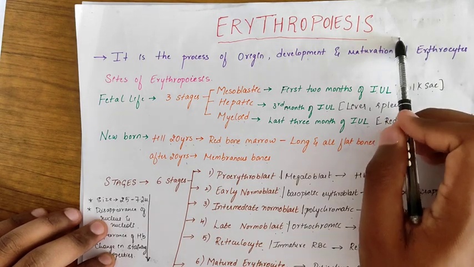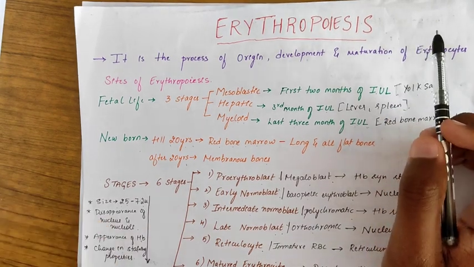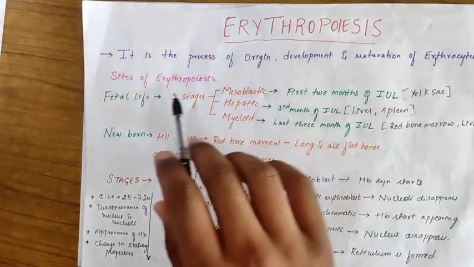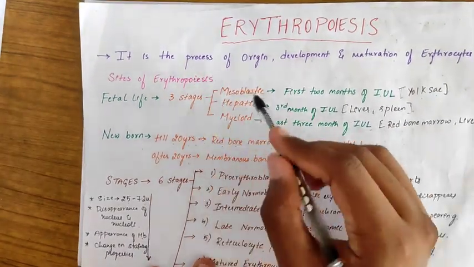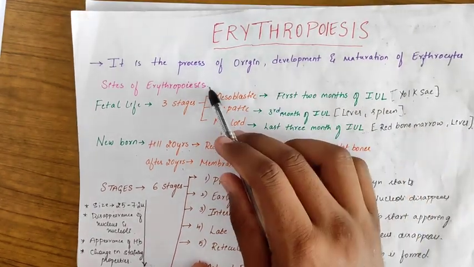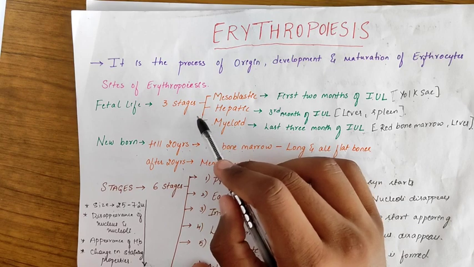The topic is erythropoiesis. It's an important 5 marker or 10 marker question that can be asked in a university exam. Erythropoiesis definition. Erythropoiesis is a process of origin, development and maturation of erythrocytes. And erythropoiesis occurs in different sites at different ages.